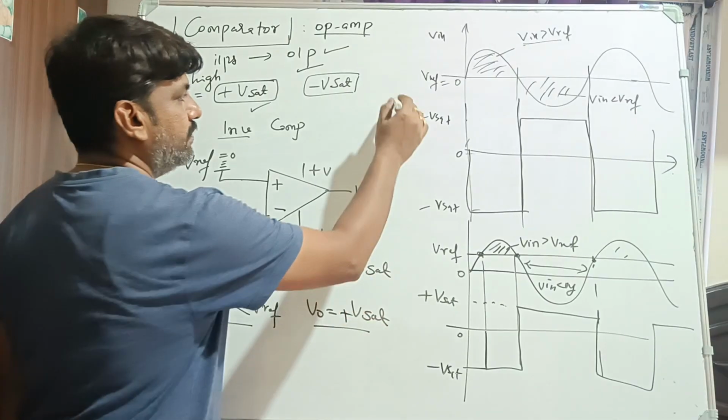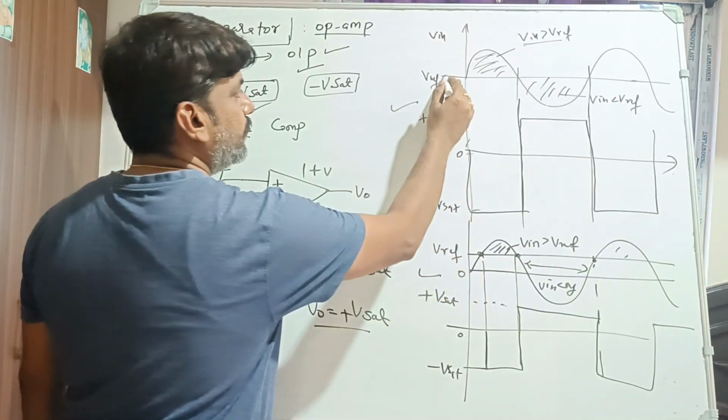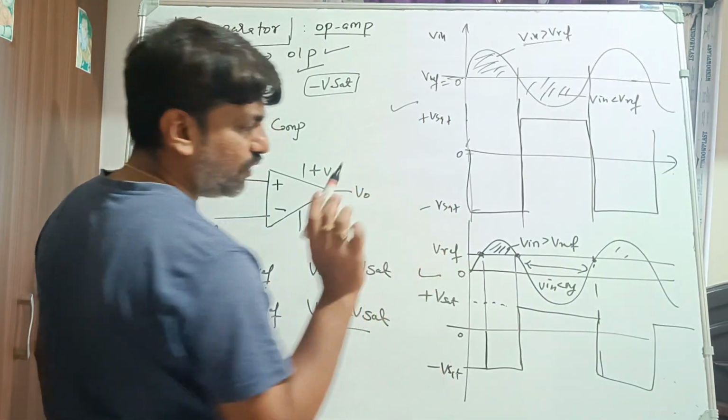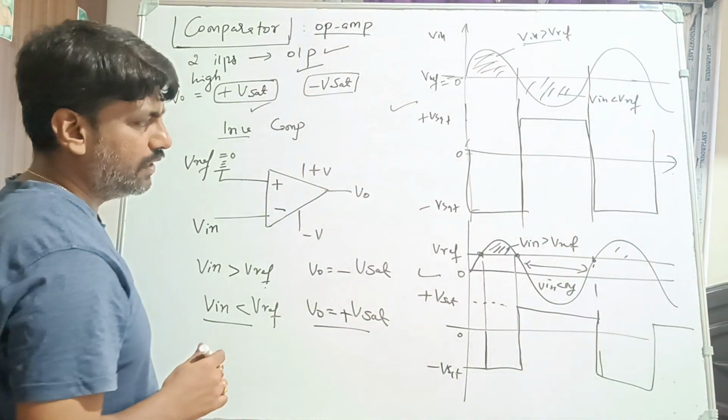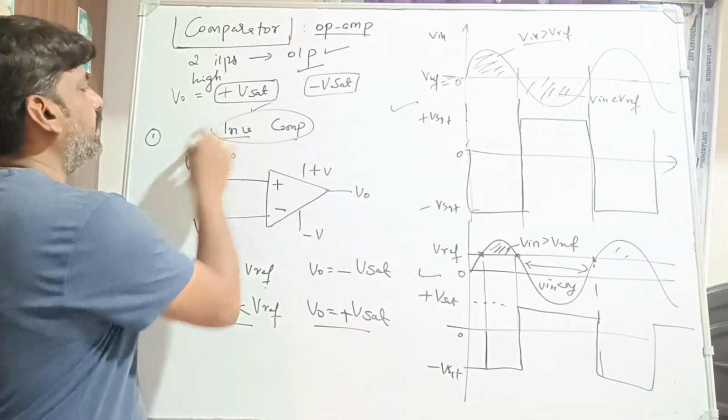So the difference between this and this is, with reference 0, and here the reference is not 0, it is some voltage. In that case, the inverting comparator acts like this.